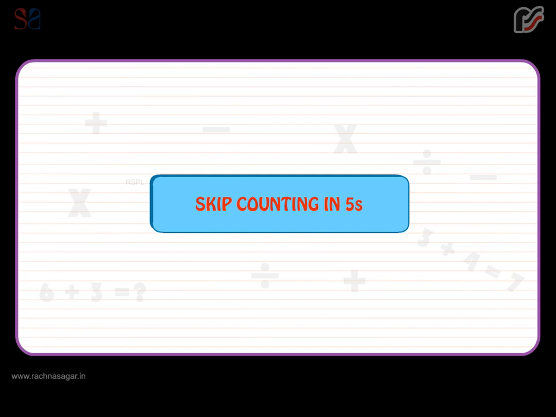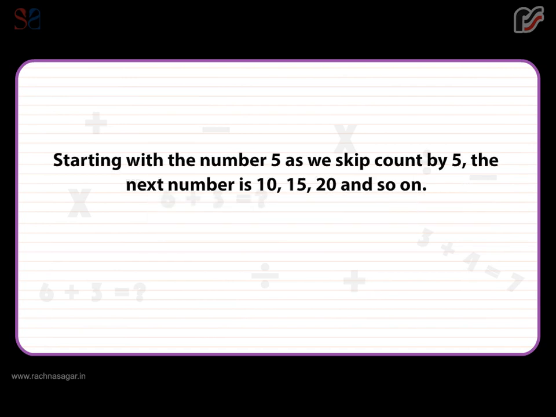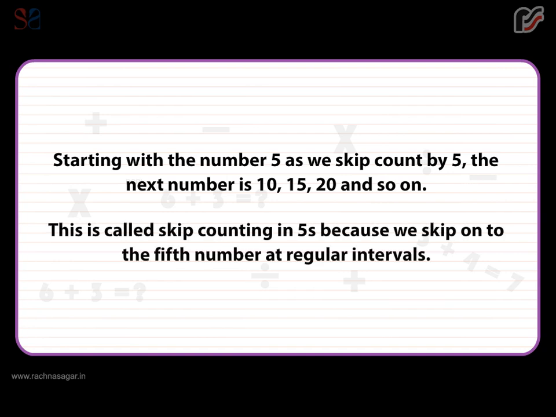Skip counting in fives. Starting with the number 5, as we skip count by 5, the next number is 10, 15, 20, and so on. This is called skip counting in fives, because we skip on the fifth number at regular intervals.